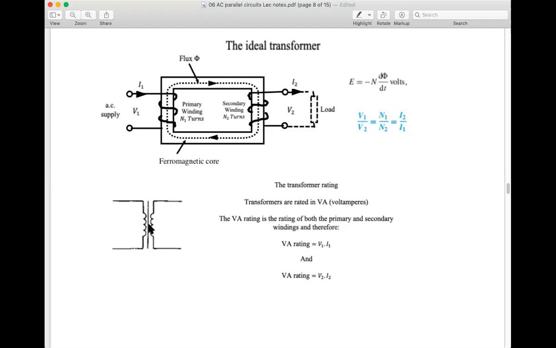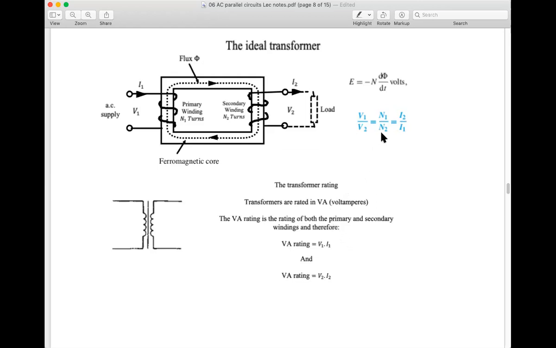So this over here is the general symbol for a dual wound transformer with iron core. It's a shorthand version of drawing what we've got here. And when we talk about transformer rating, we don't talk about power in watts. We talk about the rating being in VA, which is short for volt amperes. The volt ampere is the rating of both the primary and the secondary windings. Therefore, if the primary winding is 10 VA, the secondary winding is always 10 VA.